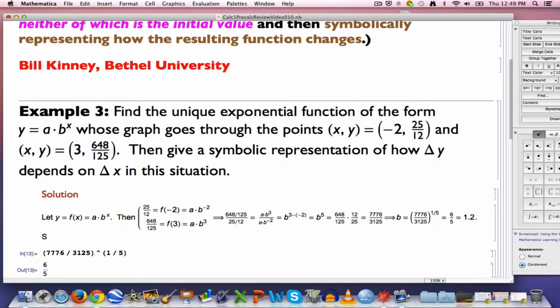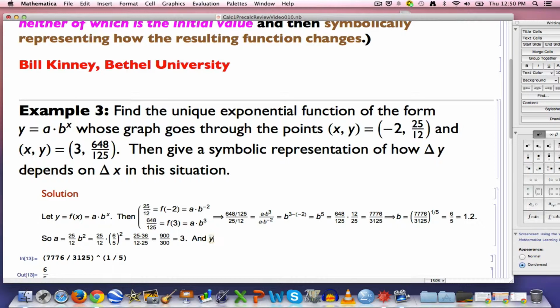What about A? You can take either one of these equations and solve for A. For example, we can take the first equation and multiply both sides by b squared to get A equals 25 over 12 times b squared. Now plug in the value of b that we just found. What did we just find? We found it was 6/5. We're raising that to the 2nd power, so we get 25 times 36 over 12 times 25. 25 times 36, that's 900. 12 times 25, that is going to be 300, so A turns out nicely as well. It is 3.